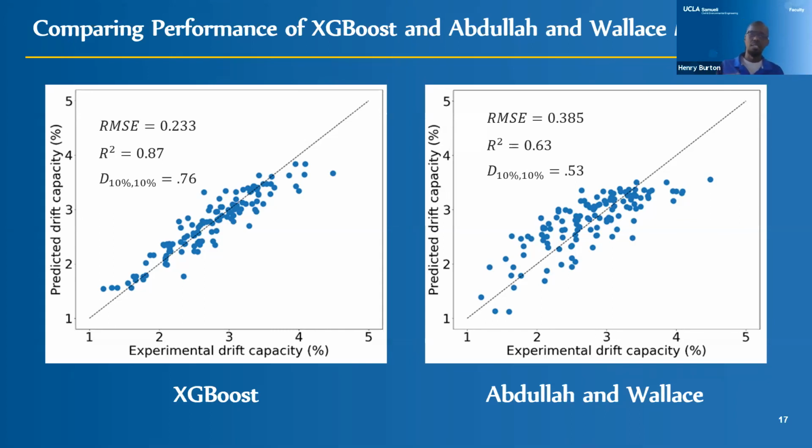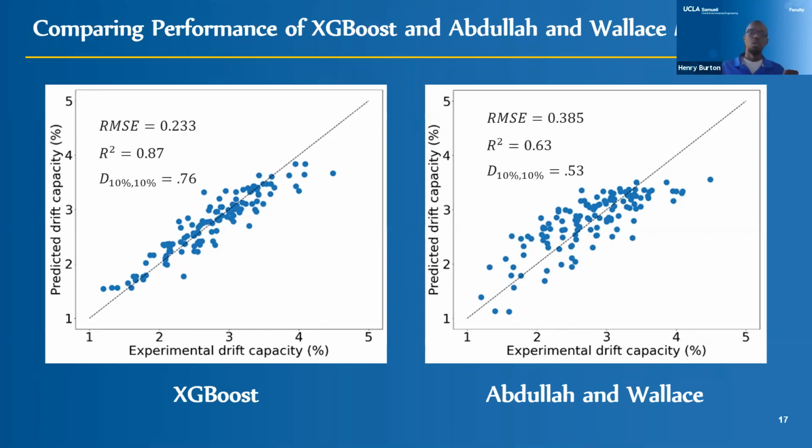So the RMSE is 0.233 versus 0.385. Right. Remember, I was saying, it's lower, but 0.233 relative to 0.385, how much lower is that? It's hard to really say. The R squared is higher, which means that the variance in the data is better captured by the XGBoost model. But if you look at the D10%, right? So we're using 10% for both the upper and lower. In this case, it's 0.76 for the XGBoost, and it's 0.53 for the Abdallah and Wallace.